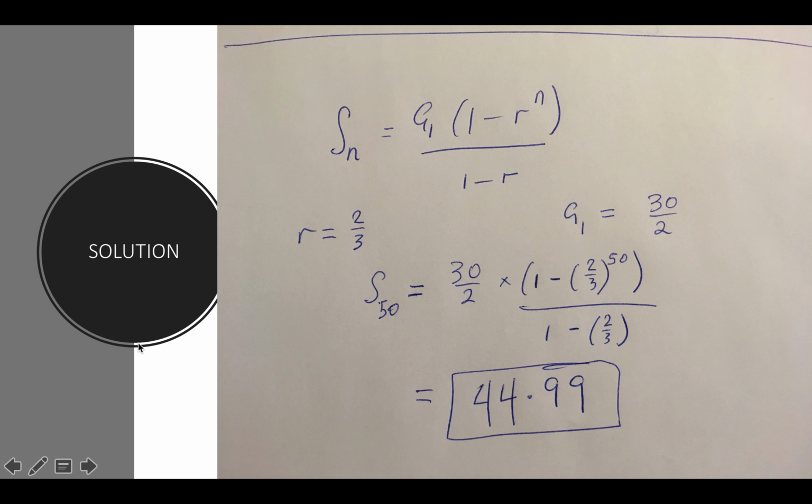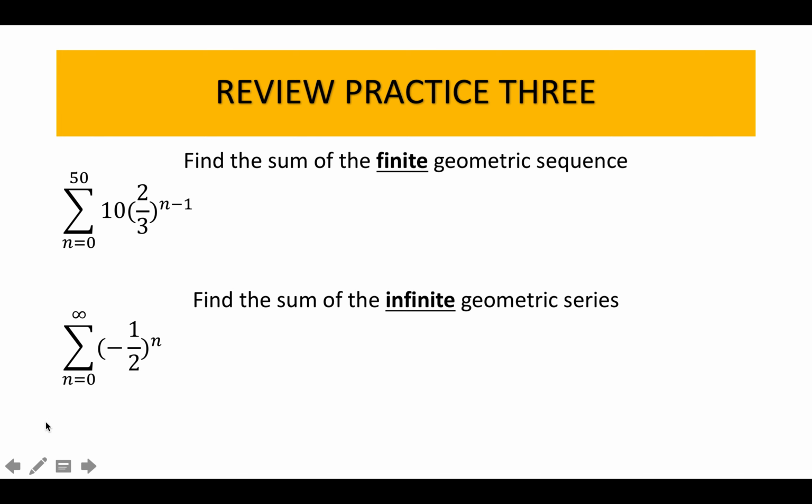So let's see the solution. We know what R is right here. We have A1. I plugged it in. That's how I got A1, by the way. I plugged in n equals 0. I solved it. So how do I know n is 50? Let's go back. It says find the sum of the geometric sequence. The last number is what? 50. So I'm looking for S of 50.